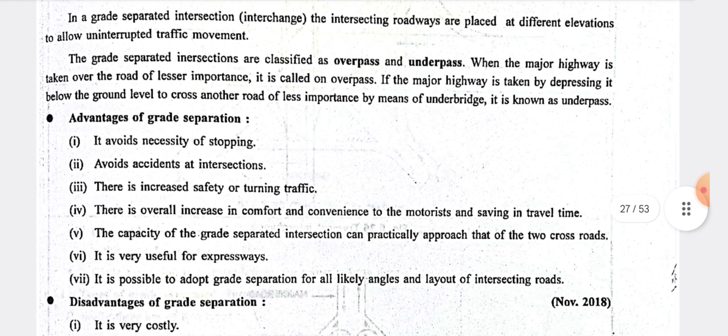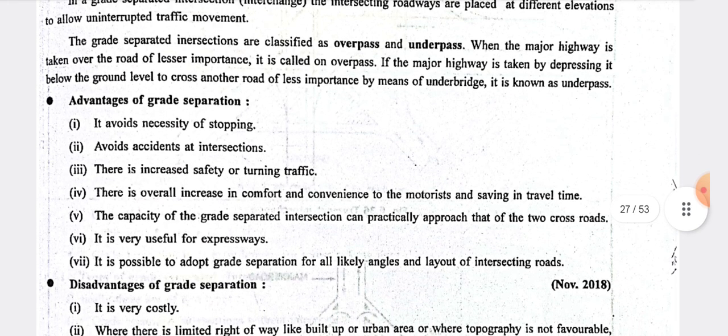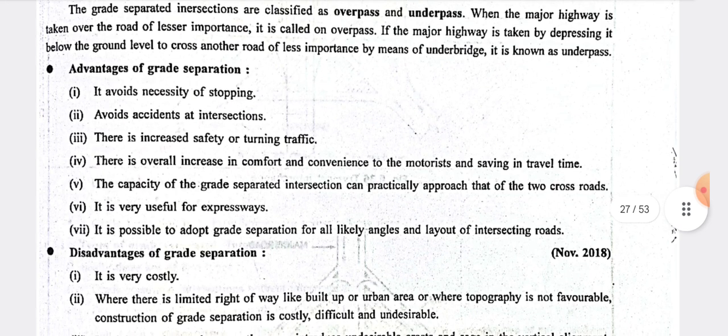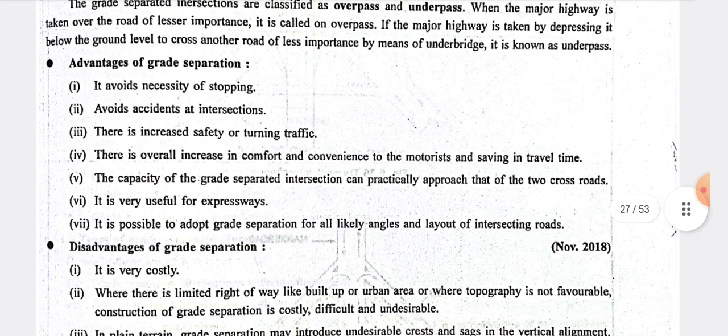Grade separated intersections are classified as overpass, underpass, etc. When a major highway is taken over a road of lesser importance, it is called an overpass. If the major highway is taken by depressing it below ground level to cross another road, it is called an underbridge, also called an underpass.